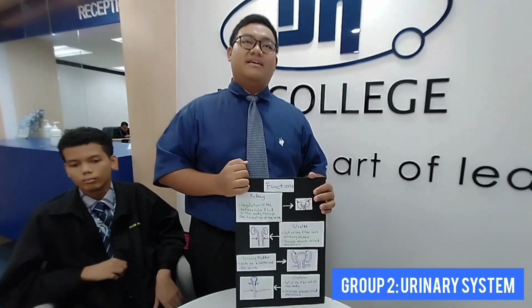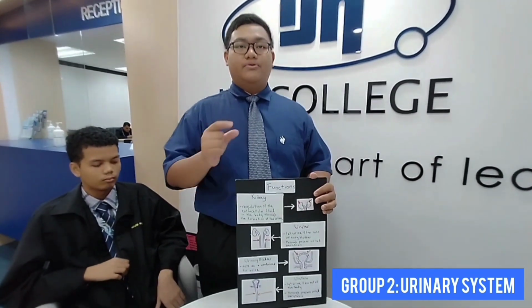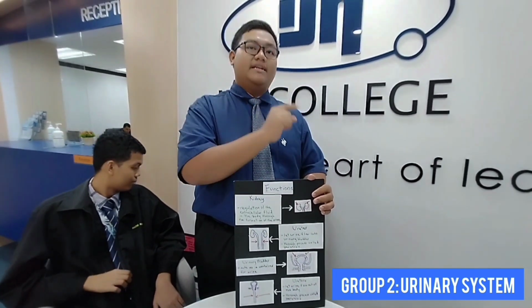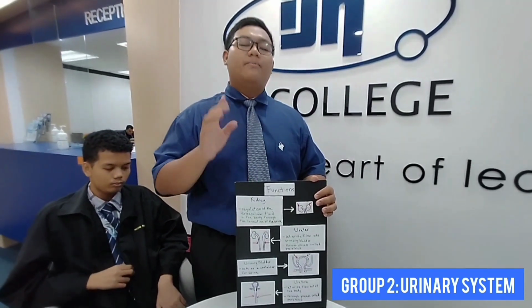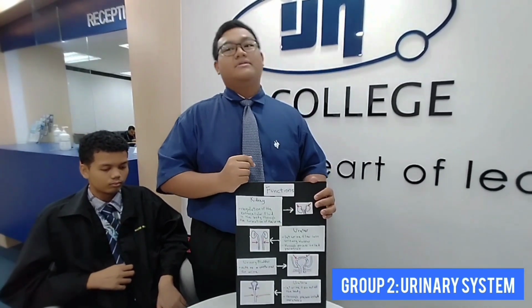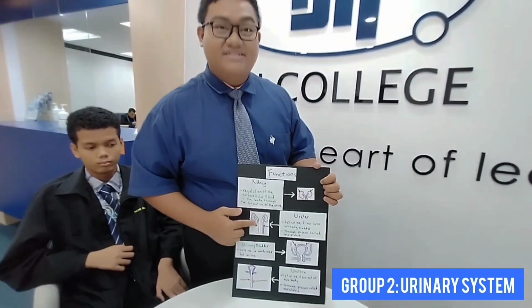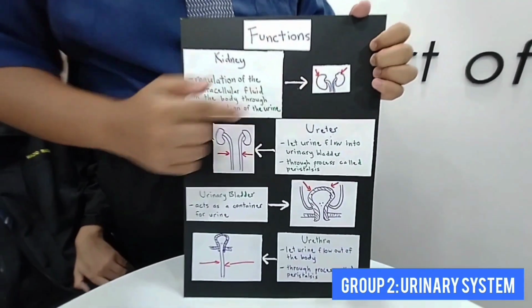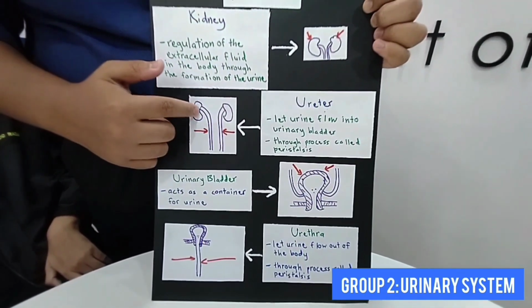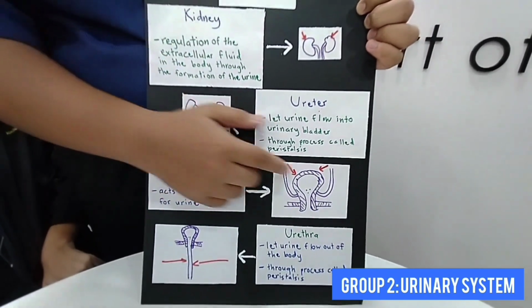After the kidney we have the ureter. What is the ureter actually? The ureter is a tube that allows urine to go from the kidney straight to the urinary bladder, through the process of peristalsis. This is the ureter and this is the kidney. You see, from the kidney the urine will flow straight to the urinary bladder.